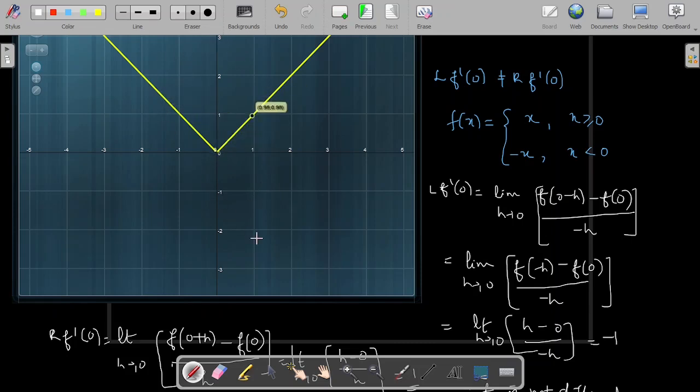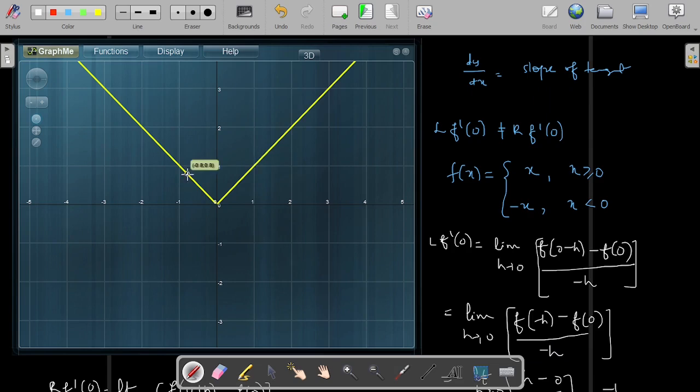This is how we explained it both geometrically and algebraically. To prove it algebraically, we have to show the left hand derivative equal to the right hand derivative. That is not happening at the point x equal to 0. Hence, the function is not differentiable at x equal to 0.